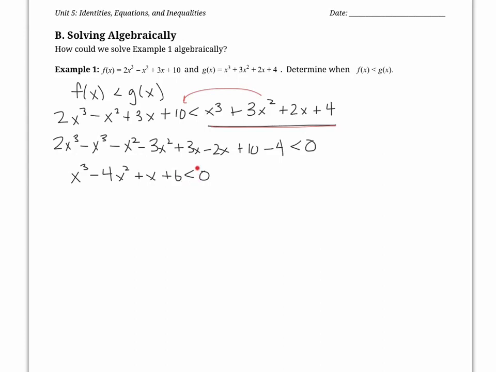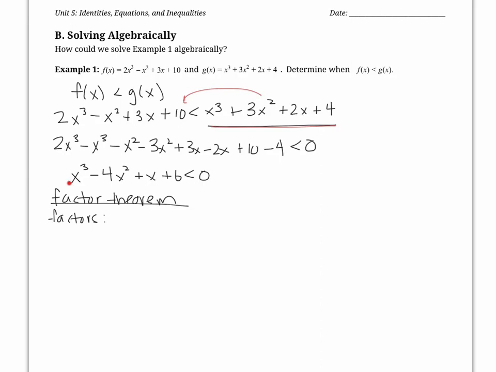So if this was an equal sign, what would we do next? Well, we would factor this so that we could solve for the values of x that would make the function equal to 0. So let's factor it and see what happens. We can try grouping these four terms together, but there isn't an easy way to factor it by grouping, so we have to use the factor theorem.